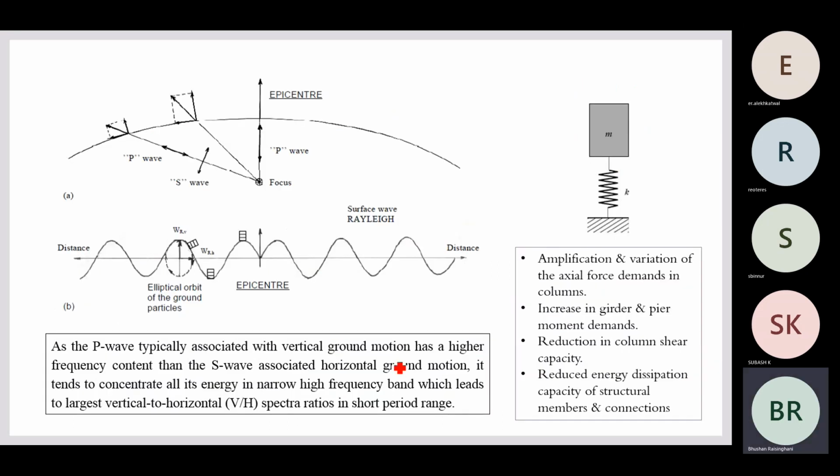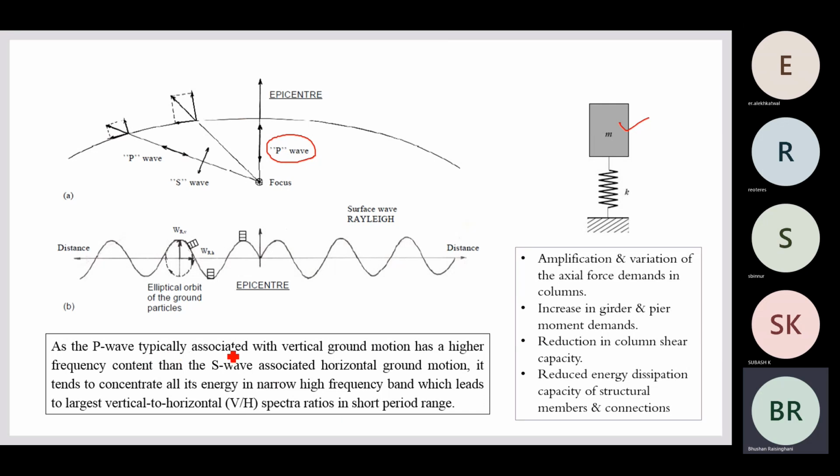So this is the best explanation. You can say that this is the mass, right? And this is your column. It is vibrating up and down. And this is your earth and this is your building. Okay, so what is happening? In a vertical earthquake, P waves are sensitive.